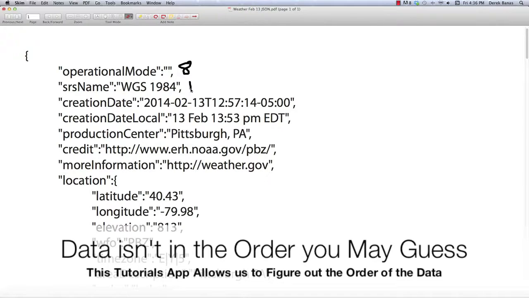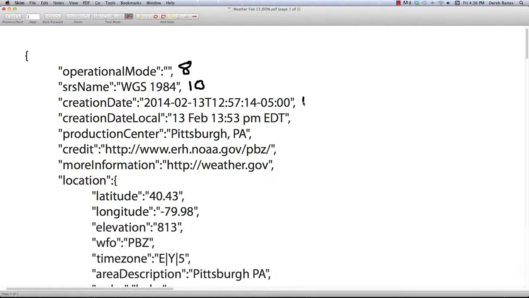Source name is going to be 10, and I'm drawing this with my mouse, so bear with me. Creation date is going to be number 1 in the list. Creation date local is going to be number 2, and of course we're not going to be paying attention to any of this. Production center, this is Pittsburgh, Pennsylvania. This is where I'm at. I might pull the location information and display that from there, or I might decide that I don't want to. And 3 is the credit, and then weather.gov is 7th in the list.